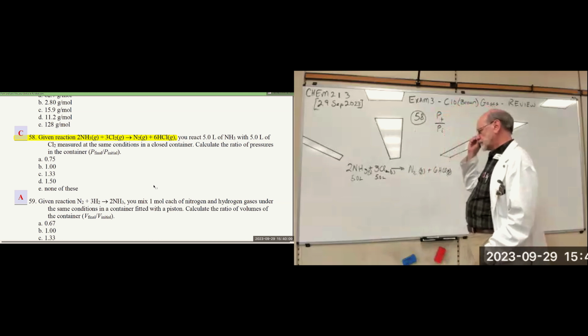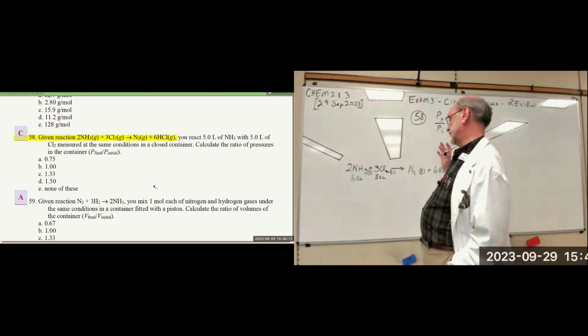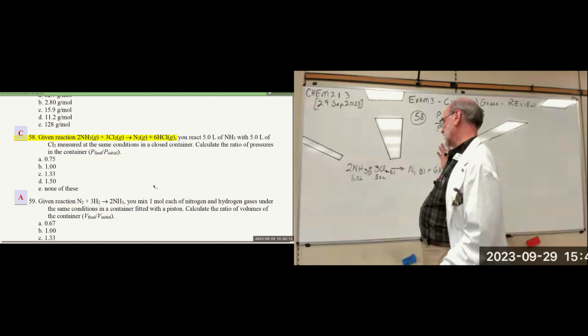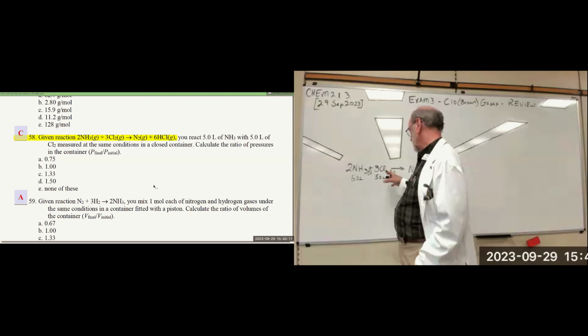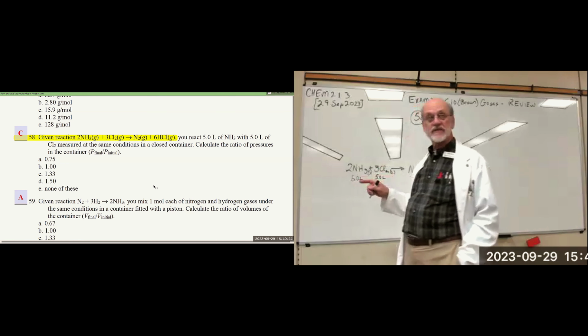Let me see. The ratio is 2 to 3 moles, but we got equal moles. So which one's going to run out first? You need more of these than you do of those, right? So chlorine's going to run out. That's the limiting factor.